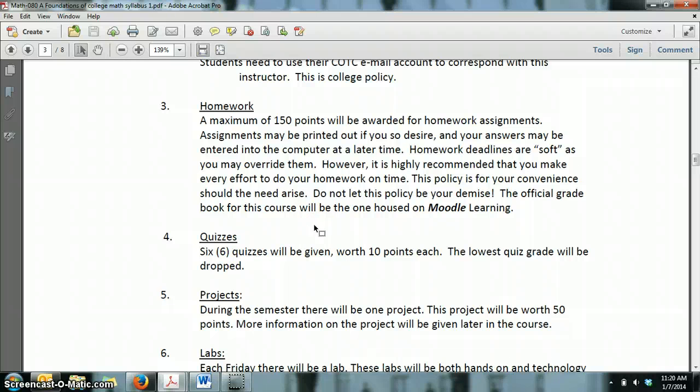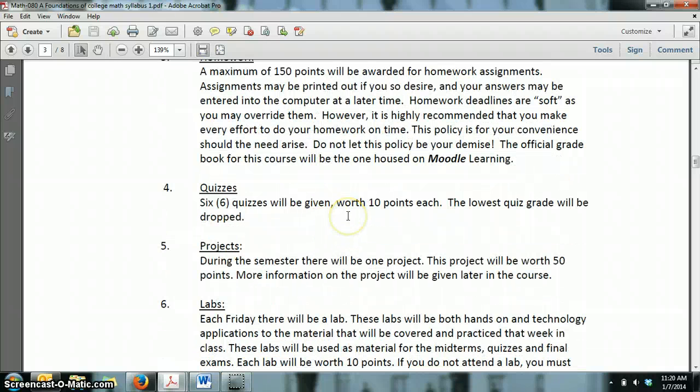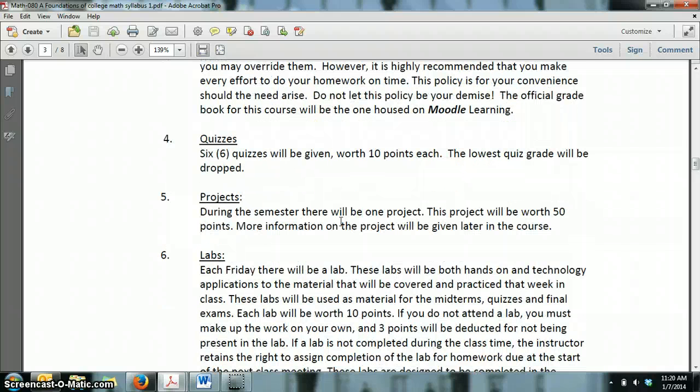6 quizzes, I drop your lowest one. I don't give makeup quizzes, so if you miss a quiz, it'll count as your drop quiz. Each one's worth 10 points. They're in the calendar. There's not a lot of detail about the project yet because that's still kind of up in the air, but I'll talk about it. It's worth 50 points. It'll be later in the class.